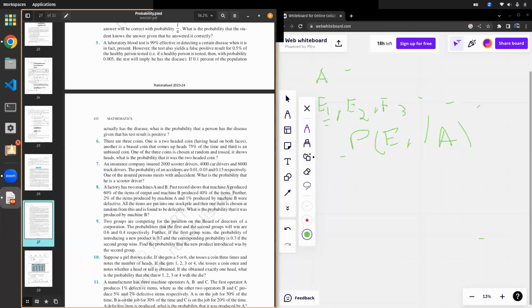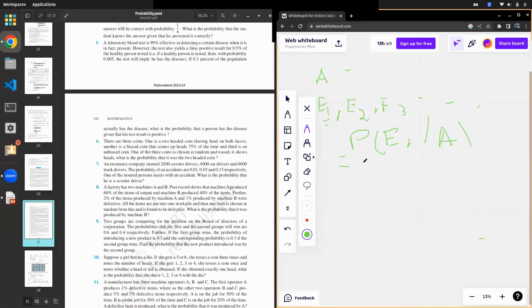So again, this is similar to the previous question. We can define A as the event of having an accident, E1 as the event that he is a scooter driver, E2 as the event of a car driver, and E3 as the event of a truck driver. We have to find the probability that a scooter driver has met with an accident. This is the probability of E1 given that he has an accident. So using the Bayes theorem and substituting the values, we will get the answer.